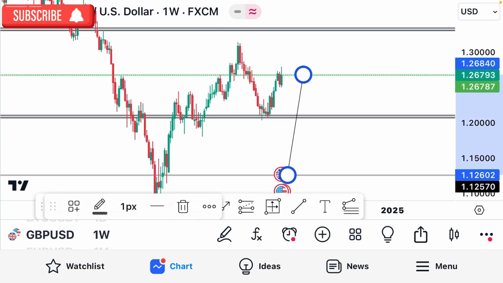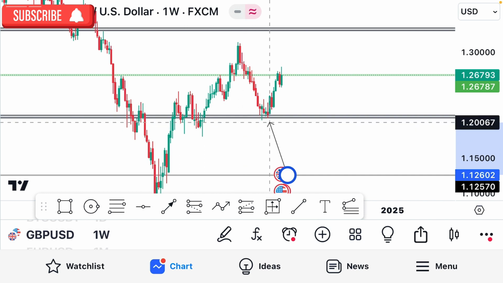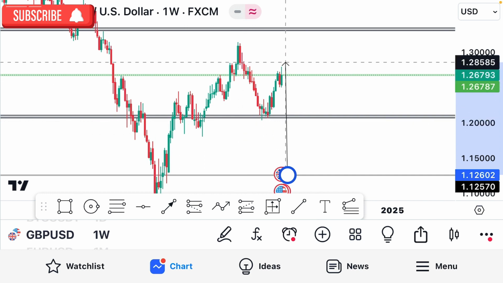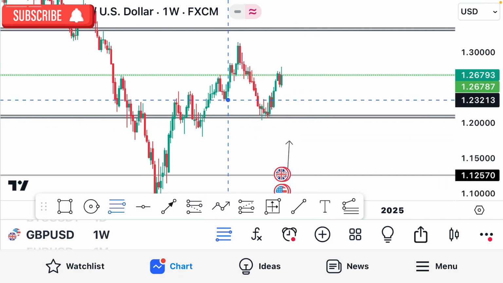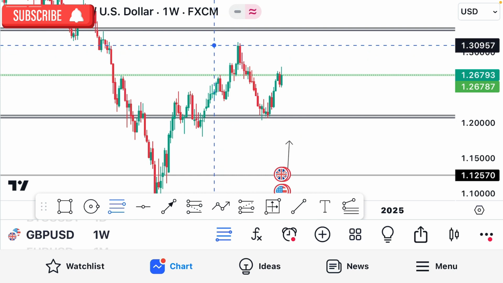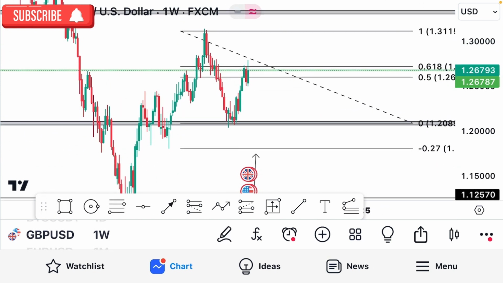When it was finally time for us to break the neckline here, we couldn't break it. We started consolidating, then we broke out bullish into this area of concern, which is our Fibonacci area. I'll show you guys now. Swing high to swing low. So this is a Fibonacci area.